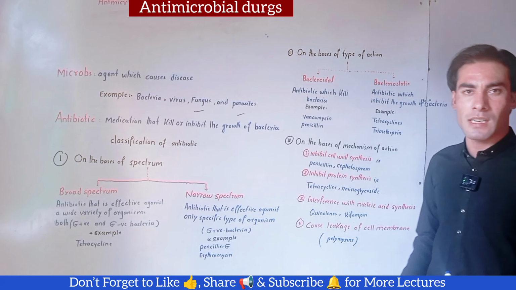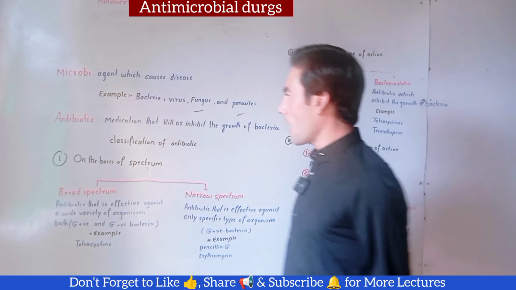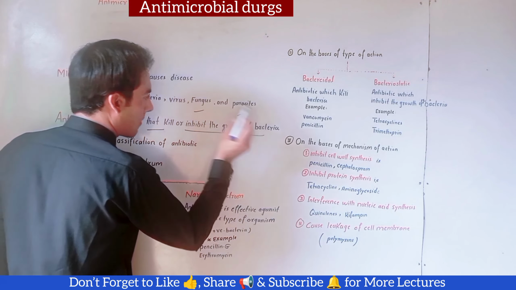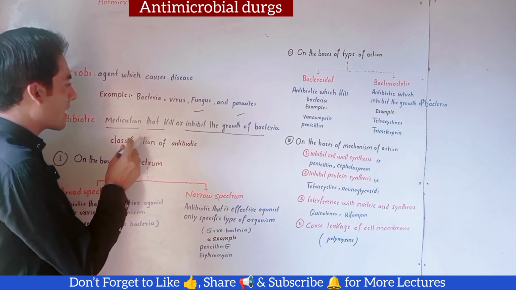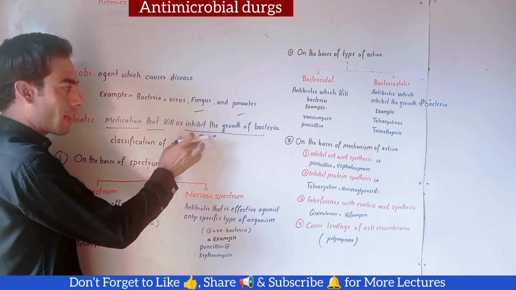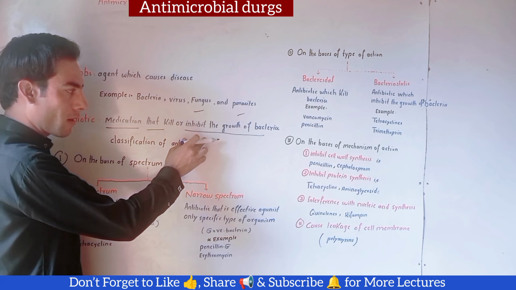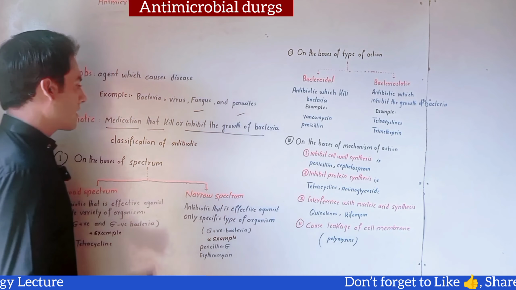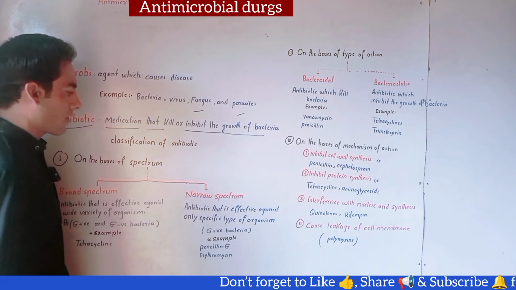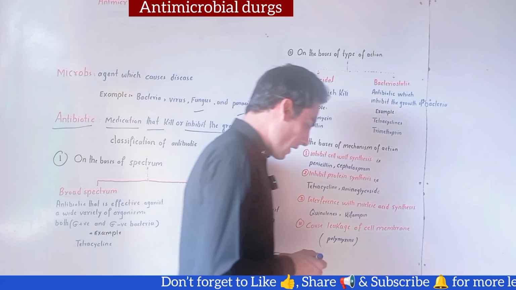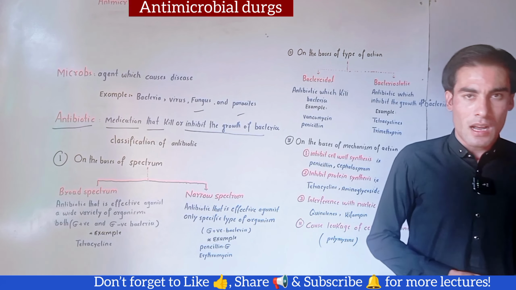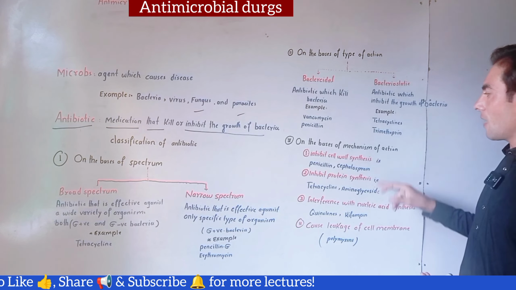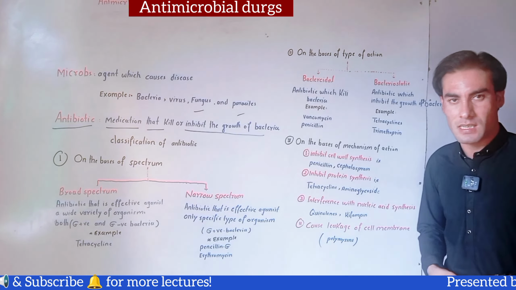That is antibiotics. So antibiotic medications are drugs that kill or inhibit the growth of bacteria. Meaning those drugs that kill or simply inhibit bacteria from growing, or inhibit the multiplication or division of bacteria. This is known as an antibiotic. Then antibiotics are classified into different categories on the basis of spectrum, on the basis of type of action, and on the basis of mechanism of action.